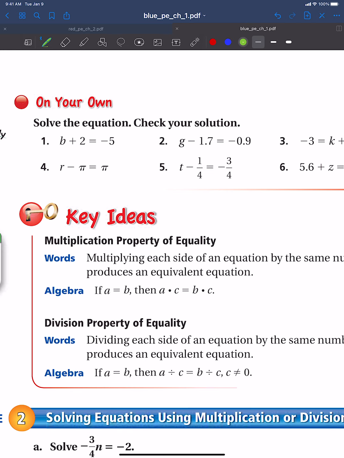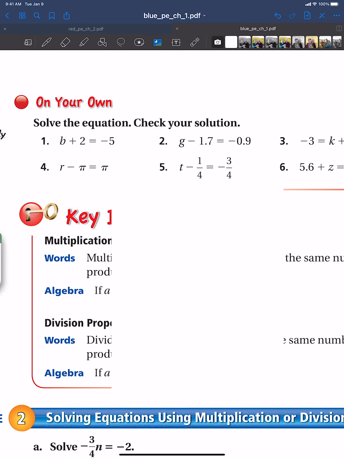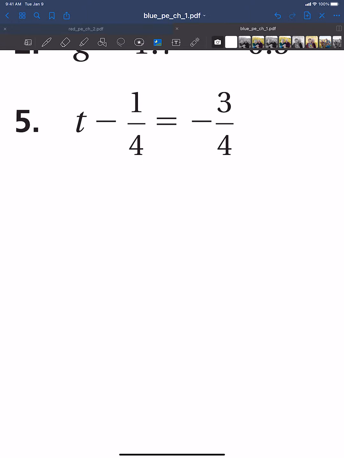Let's do one with a fraction. That's always a good thing to practice. I know you guys love fractions. t minus 1/4 equals negative 3/4. My job is to get t all by itself. So we do the opposite of what's happening to it. It is being subtracted by 1/4, so I need to add 1/4. But if I do it to one side, I have to do it to the other.